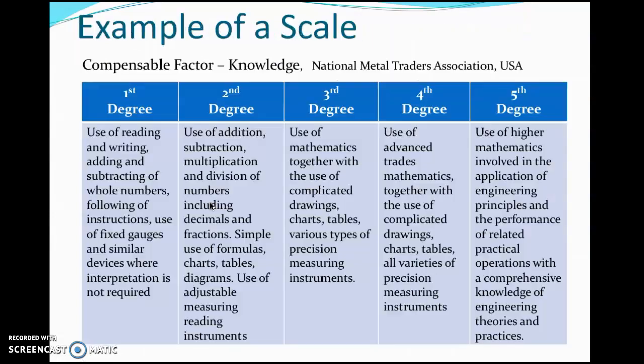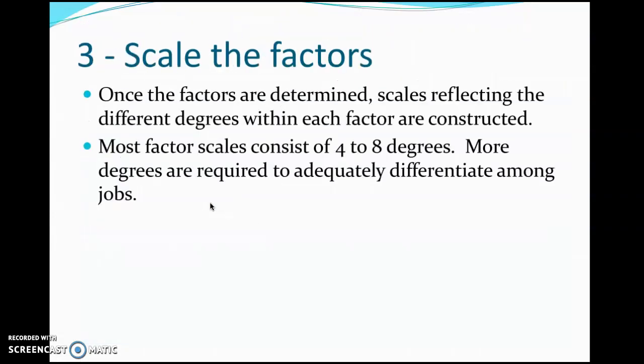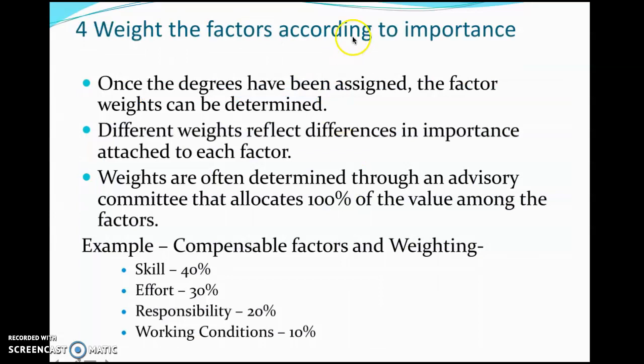Right. So far we've said that we can have the different compensable factors, we can have different degrees, and the next thing we can do is actually weight them, okay? So once the degrees have been assigned, we can now weigh the differences based on which are more important, okay? Again, the example will make this a lot clearer.